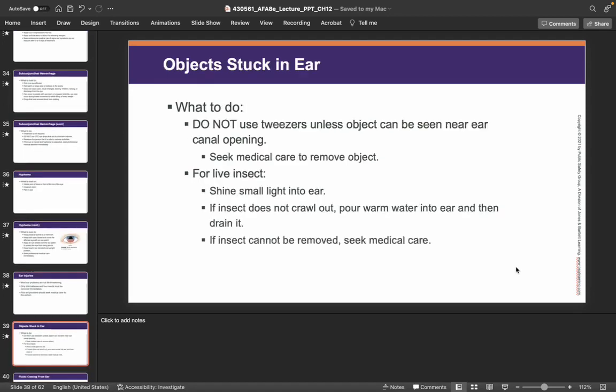All right. So, if there is an object stuck in somebody's ear, don't use tweezers to pull it out unless you can see it near the opening. Okay, don't go digging around in there. You just risk pushing it in further. Okay, get medical care to take it out if you can't see it. If there's a live insect, try and shine a light in there. See if you can get the bug to crawl out. You can pour warm water into the ear and then drain it out. Most of the time, that'll take care of it. If you can't get the bug out, then get medical care.